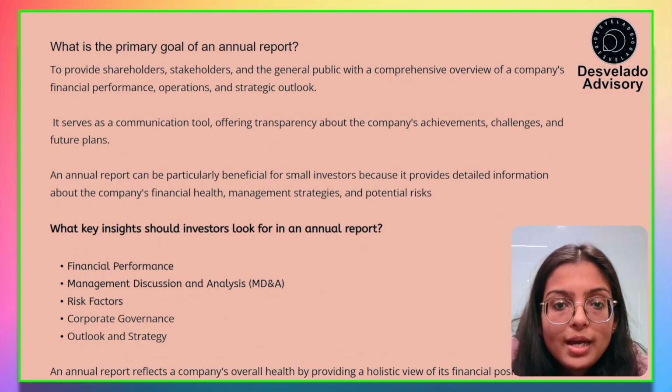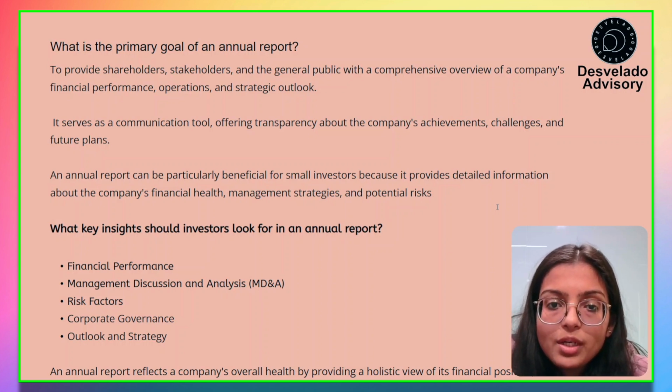So basically, what is an annual report? An annual report is a comprehensive and official document that a company publishes on a yearly basis to provide information about its financial performance, operations, and overall activities over the past fiscal year. This report is typically intended for the company's shareholders, potential investors, analysts, and other stakeholders who are interested in gaining insights into the company's financial health.